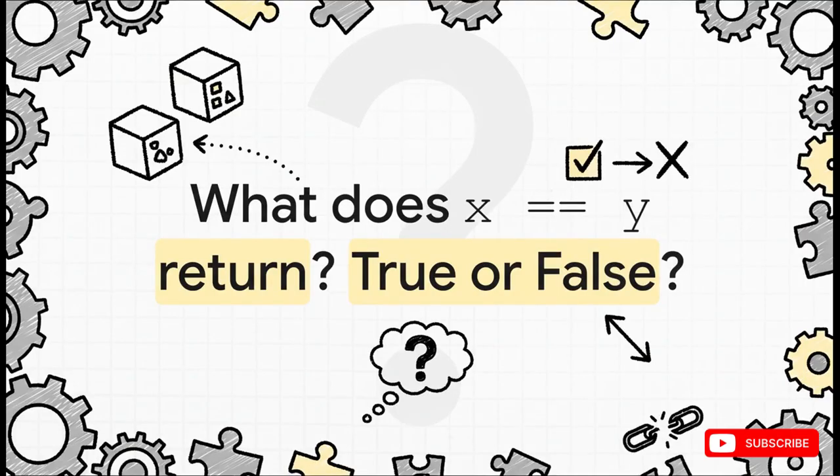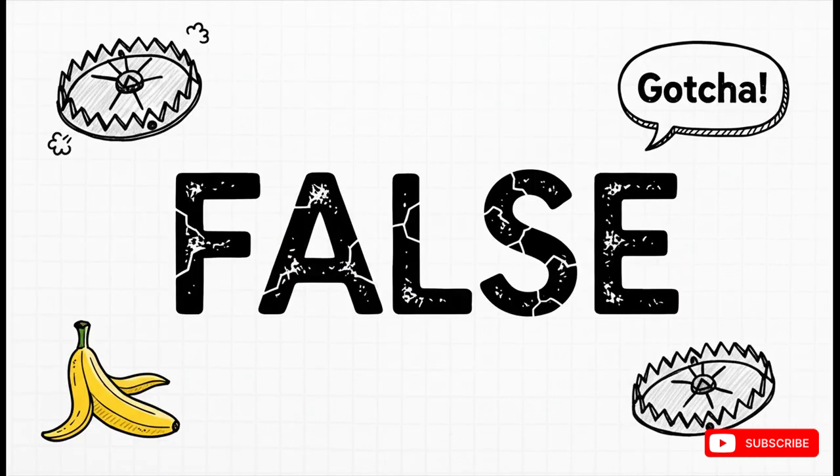So here's a little pop quiz for you. What do you think happens when we use the double equals operator here? Is this expression going to return true, or is it going to return false? Take a second and think about it. It returns false. And if that just surprised you, trust me, you are not alone. There's a reason this is one of the most famous gotchas in Java interviews. So, why on earth does this happen?